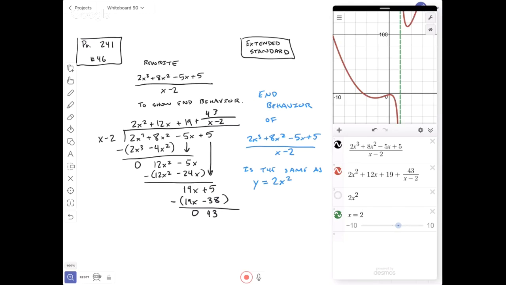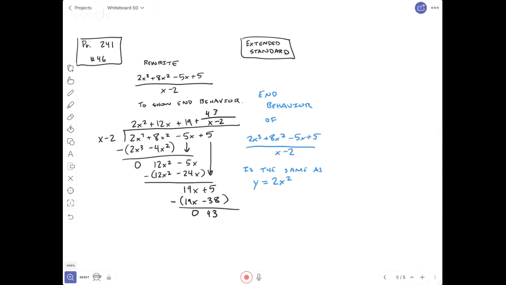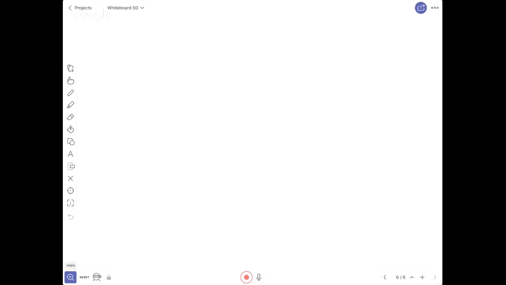Right, nothing important. Okay, so that was another extended standard involving long division, about rewriting rational expressions in different forms, like using long division. Okay, another extended standard is on solving equations and inequalities. So let's look at another problem where we're going to solve an inequality.